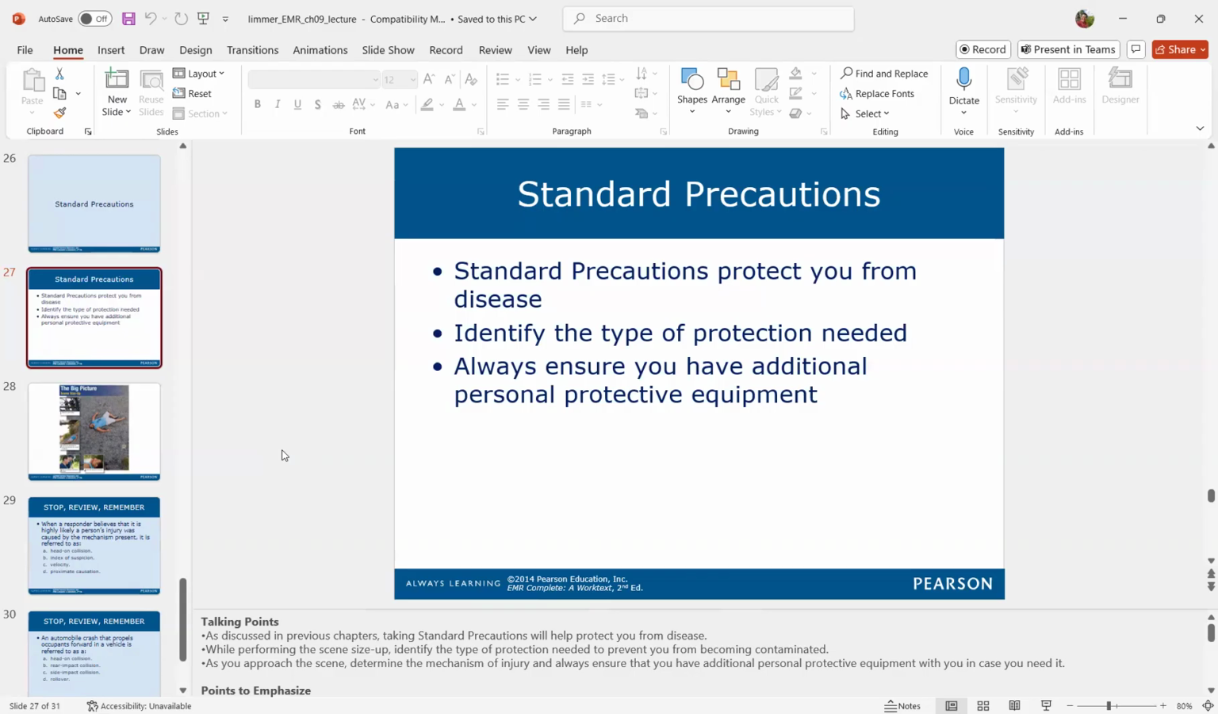But determining what protection you need and putting on that protection. You guys might be dealing with patients that are older and maybe wearing a mask, that type of thing. So whatever protection you think you need to put on is your PPE, personal protective equipment, is your standard precautions.